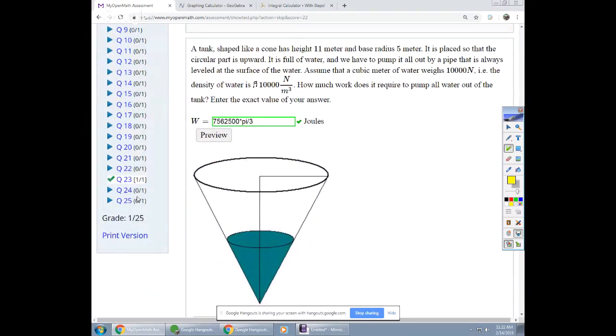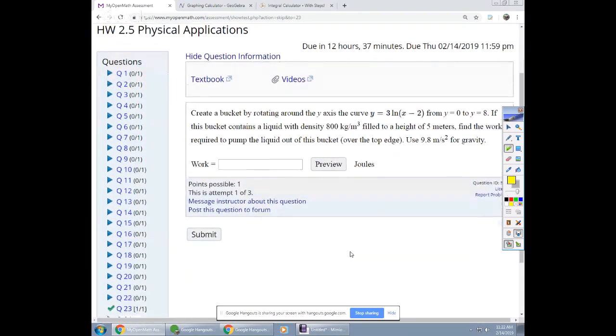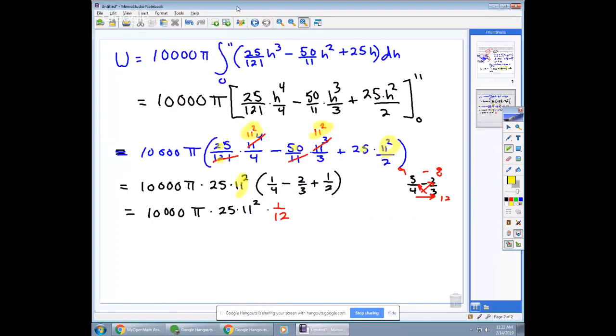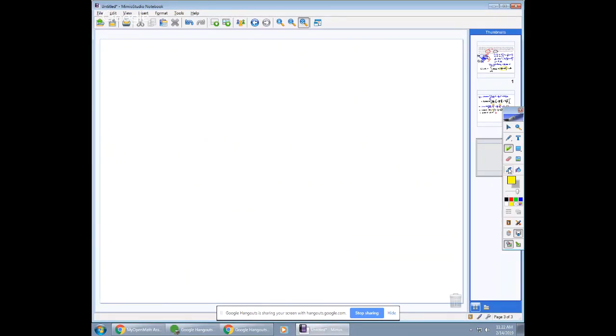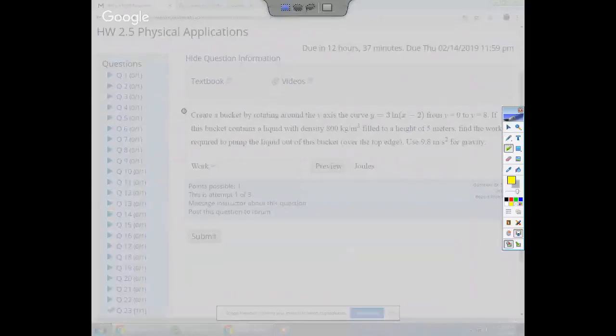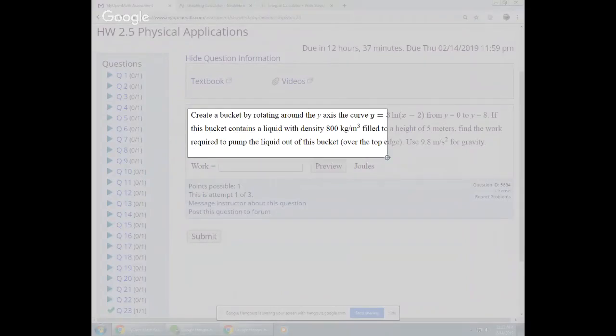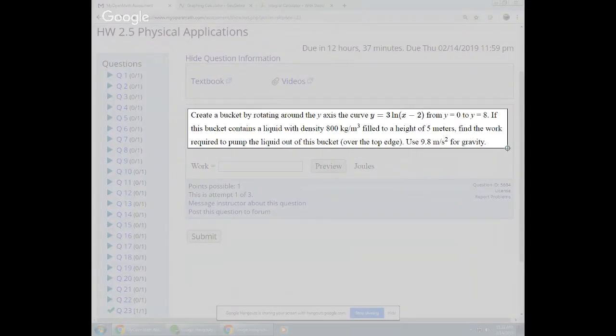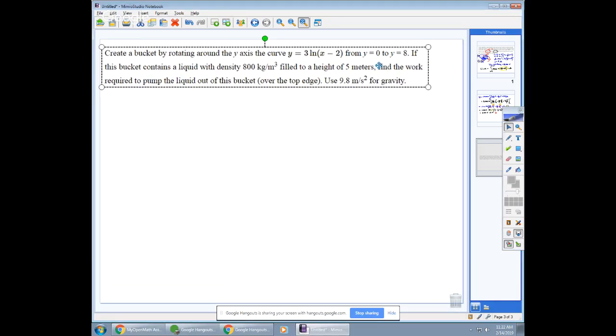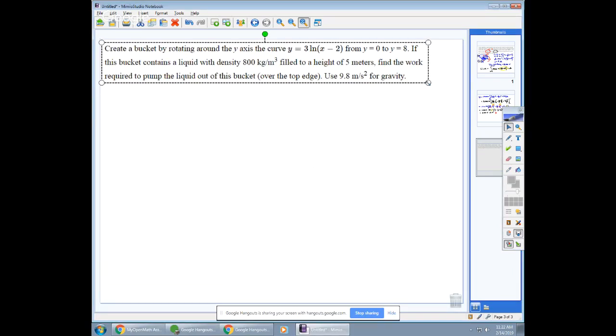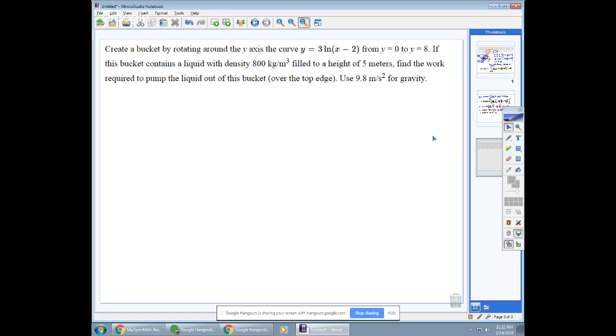All right, let's try this crazy one over here. Okay, so setup. Again, that's the hard part. Integral, that's the easy part. All right, so this one right here, we're going to create a bucket by rotating a curve. And then we're going to fill that bucket with liquid and pump it out. This particular liquid has a density of 800 kilograms per meter cubed. That is pretty light liquid.